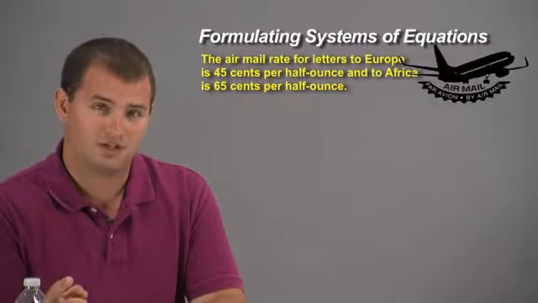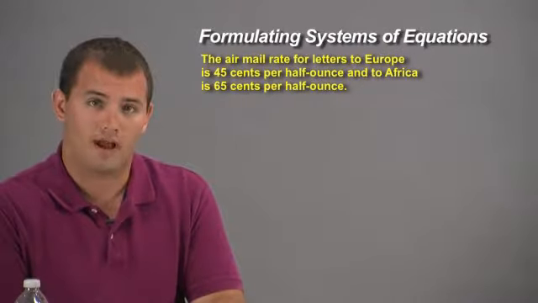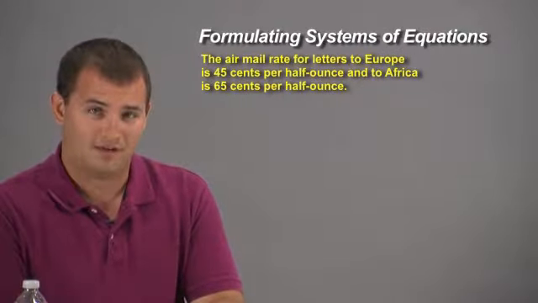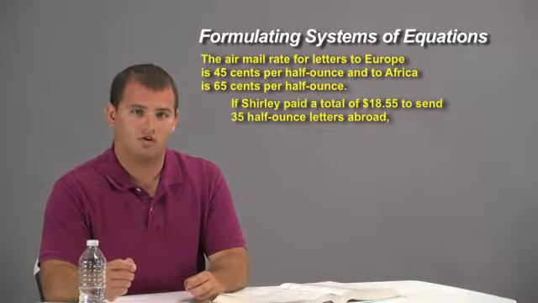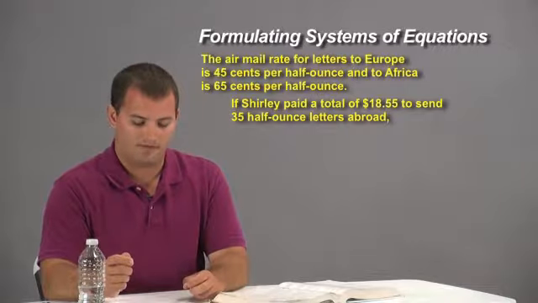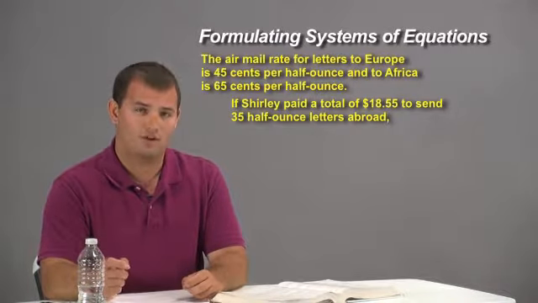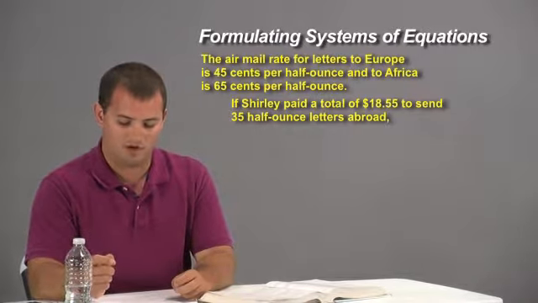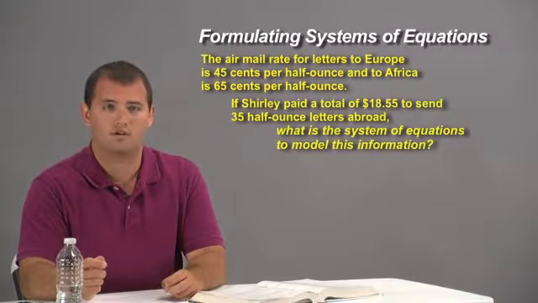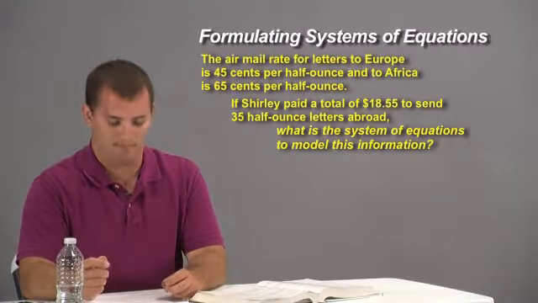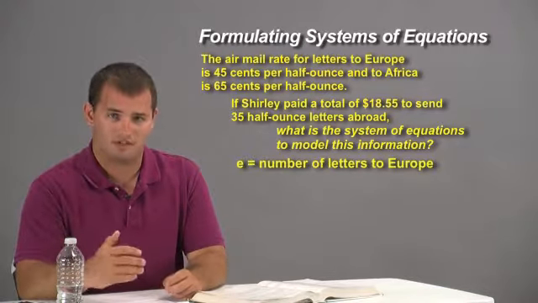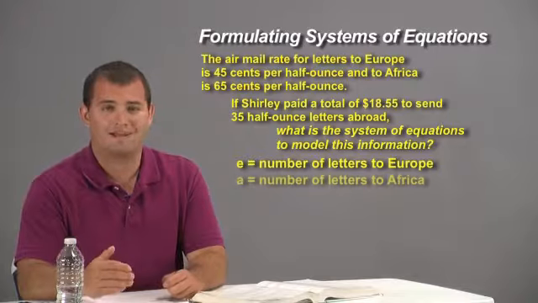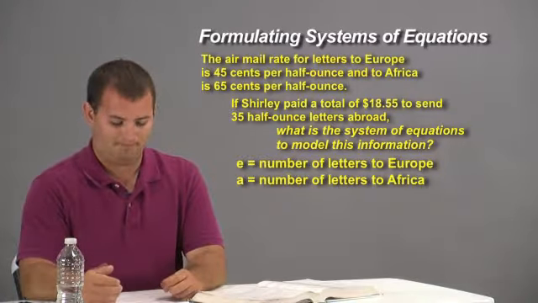We're told that the air mail rate for letters sent to Europe is 45 cents per half ounce, and to Africa is 65 cents per half ounce. If Shirley paid a total of $18.55 to send 35 half-ounce letters abroad, what is the system of equations to model this information? Okay, let's let E be the number of letters sent to Europe, and we're going to let A be the number of letters sent to Africa.